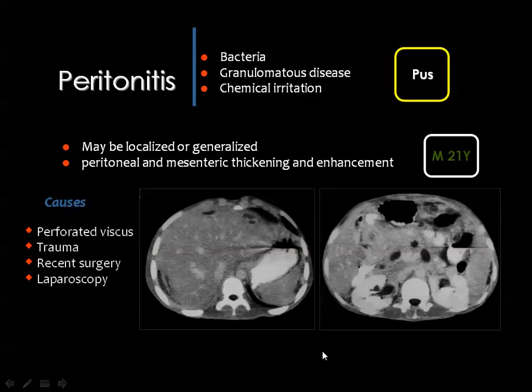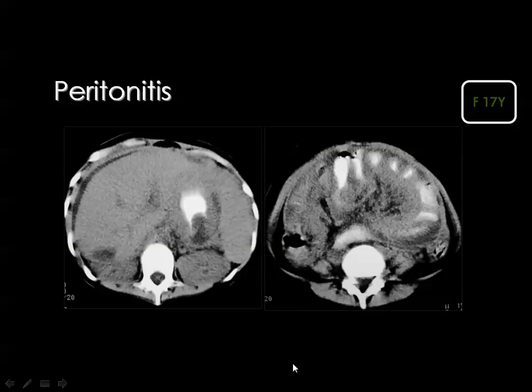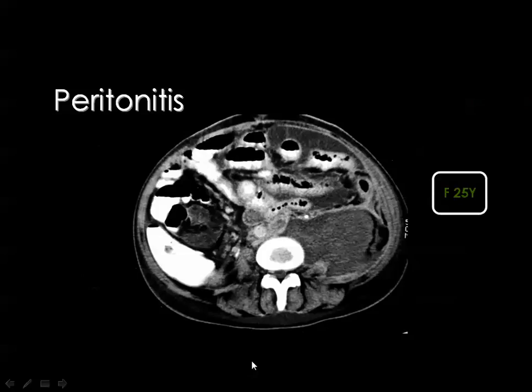The causes of peritonitis include perforated viscus, trauma, recent surgery, laparoscopy, and other causes. And here is an example of peritonitis. You see that the peritoneum is thickened and enhanced. There is some fluid or pus within the peritoneal cavity, and these intestinal loops are amalgamated within the peritoneal inflammatory collection. You can compare the peritonitis with the normal appearance of the peritoneum, which I'll show to you.